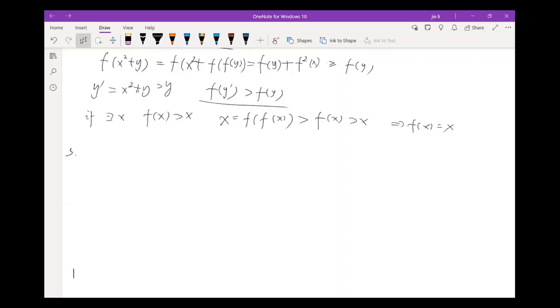Sorry, I said it should be bijective, not injective. So this f from Q to Q is bijective.